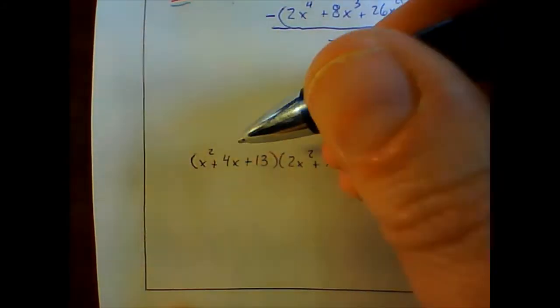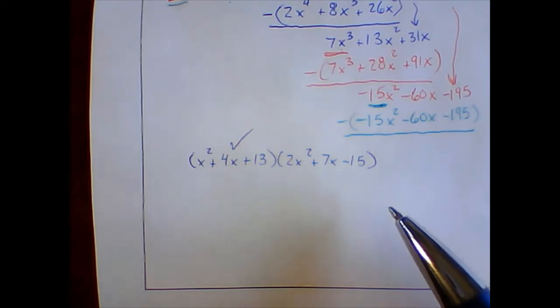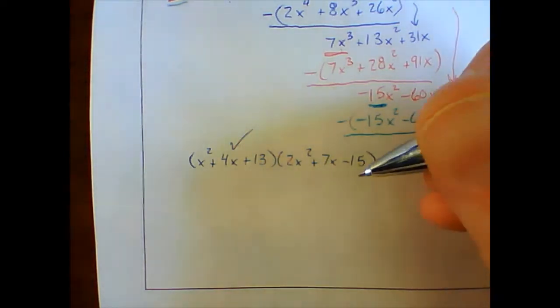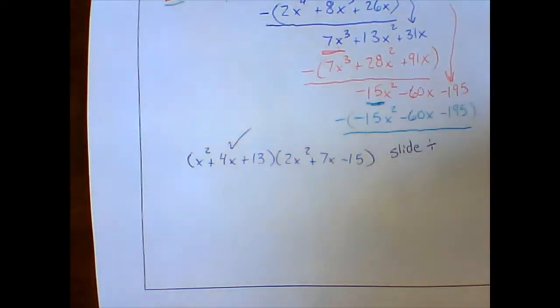So we're done with him. We know what his two answers are. The other two roots we're looking for are in this new polynomial, 2x squared plus 7x minus 15. And what we need to do is factor it to find the last two roots.